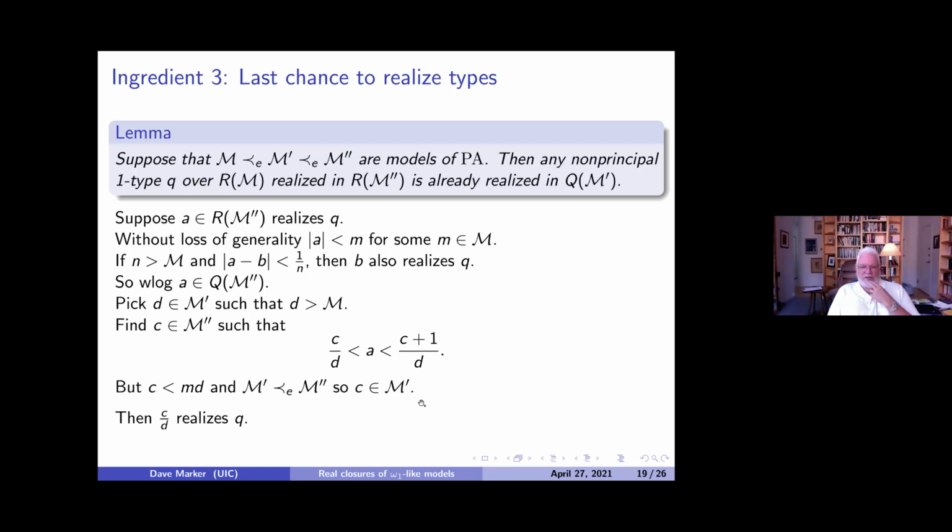So C is actually going to be some element of M prime. And C over D, because it's closer to A than anything, the distance is smaller than anything in the fraction field of M prime, it's also going to be a realization of the cut. So this is a useful tool in our construction.